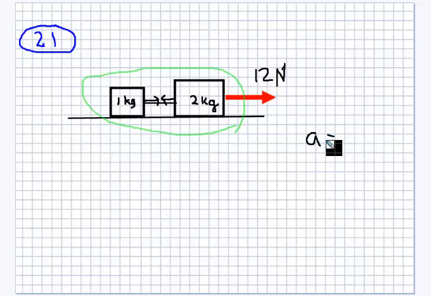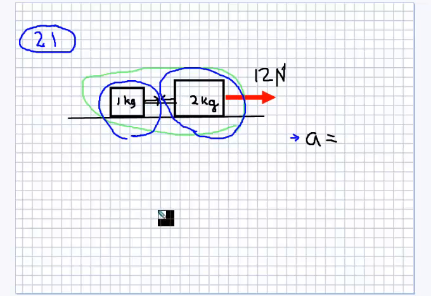That's an intermediate step. And then once you know the acceleration, you can choose either the 1 kilogram block or the 2 kilogram block as a smaller system. Use this same acceleration and figure out the tension force there. And next question.